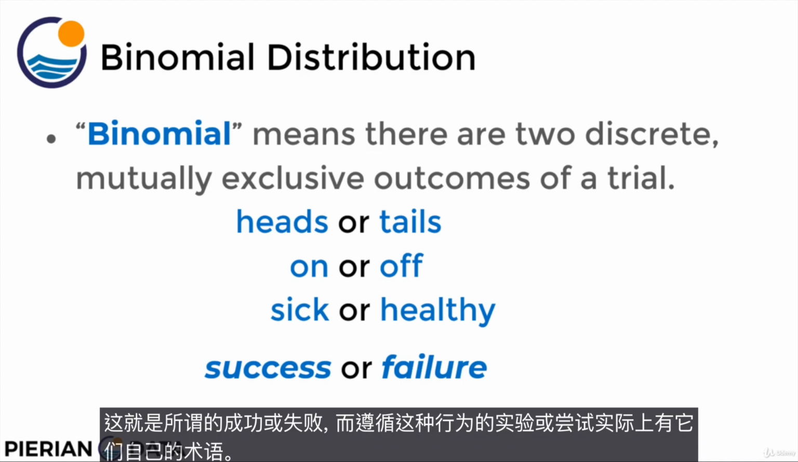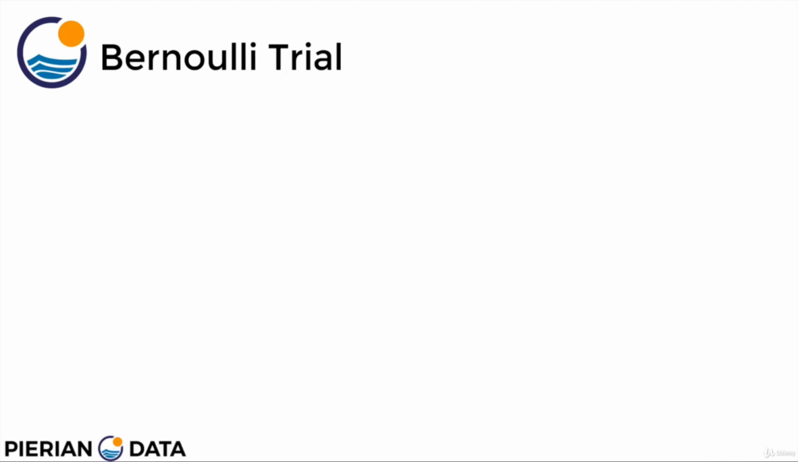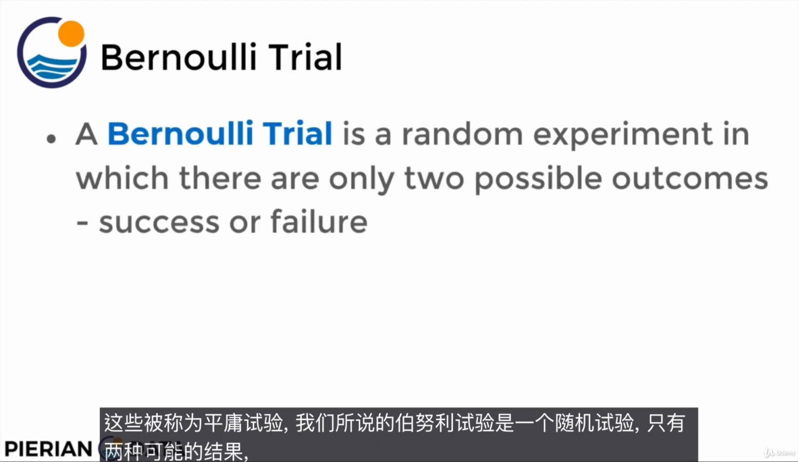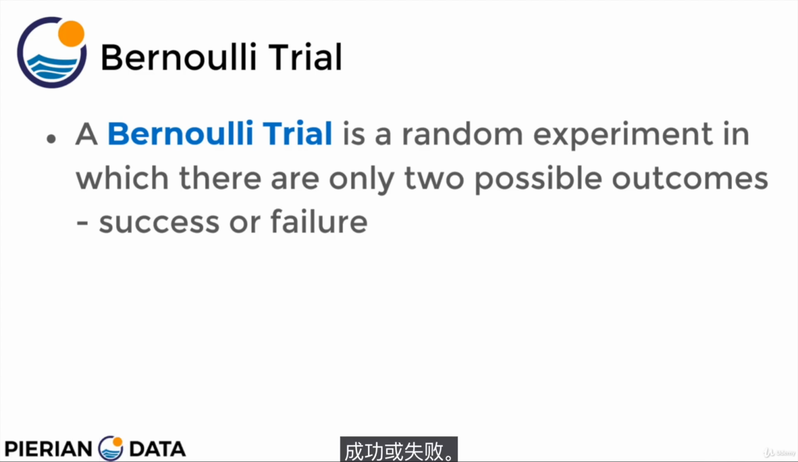And experiments or trials that follow this sort of behavior actually have their own terms. So these are called Bernoulli trials. So what we mean by that is a Bernoulli trial is a random experiment in which there are only two possible outcomes, success or failure.